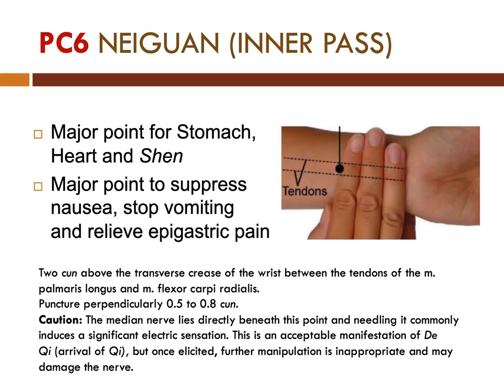PC6 is located 2 tune above the transverse crease of the wrist between the tendons of the palmaris longus muscle and the flexor carpi radialis muscle. We puncture this point perpendicularly, 0.5 to 0.8 tune.